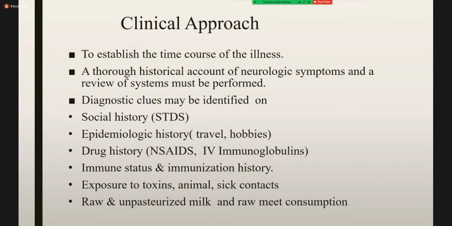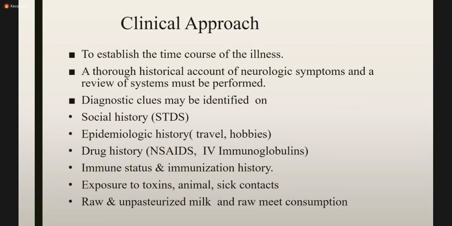And epidemiological history is also very important. Recent history of travel, certain occupations and hobbies are also involved, or give clues to different pathogens or different types of etiologies. Drug history, as we have already discussed: common drugs are NSAIDs and IV immunoglobulins, which we use commonly in our patients. These can cause aseptic meningitis.